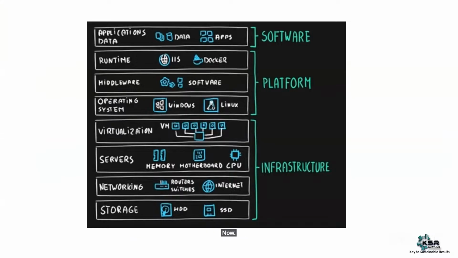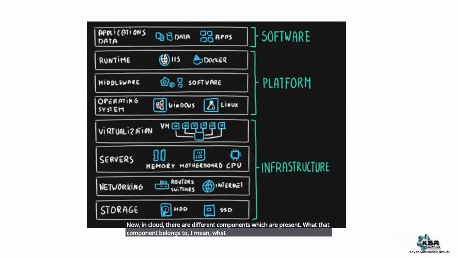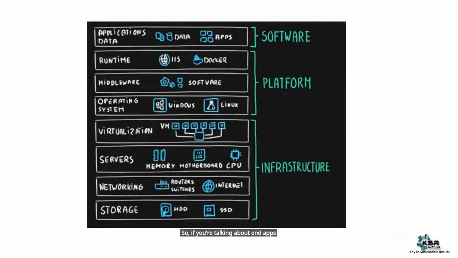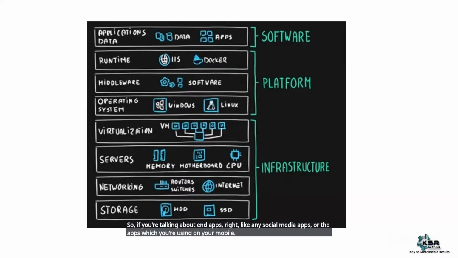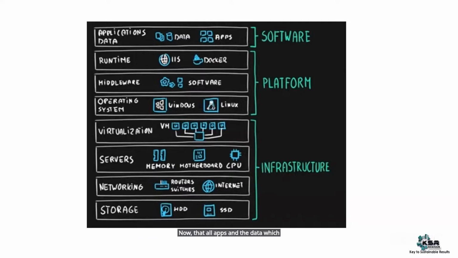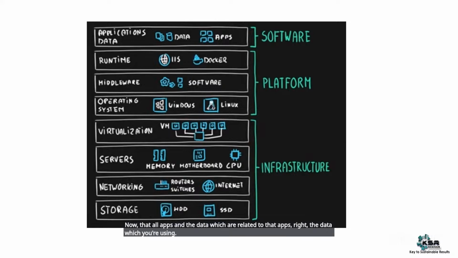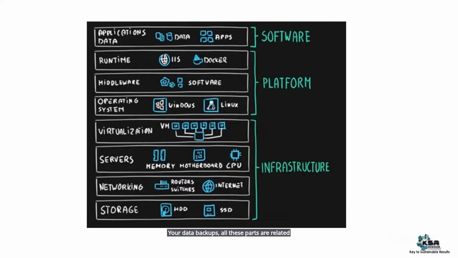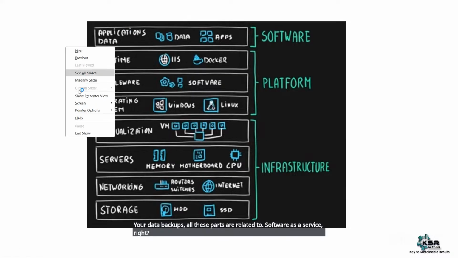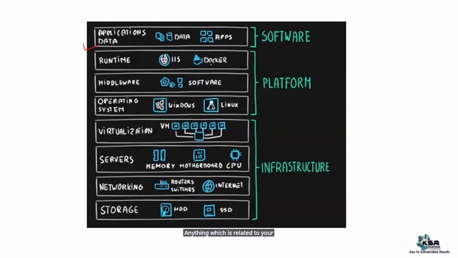Now, in cloud, there are different components present. What is that component part of, whether it's infrastructure, platform as a service, or software as a service? If you're talking about end apps, like any social media apps or the apps you use on your mobile, all those apps are software as a service. It's a complete finished product. The data related to those apps, your data backups, your application data, anything related to your application is software as a service.